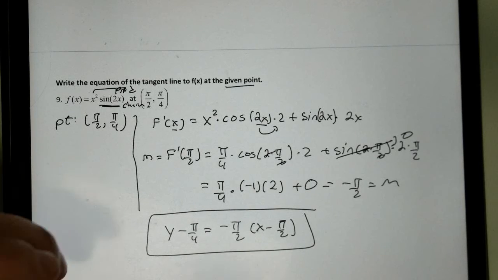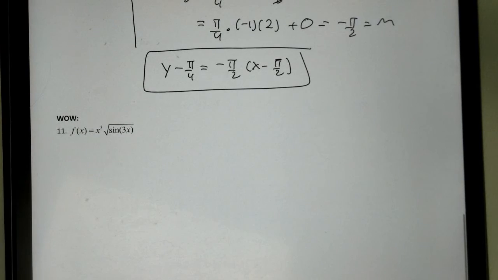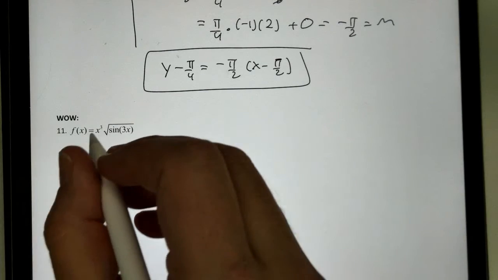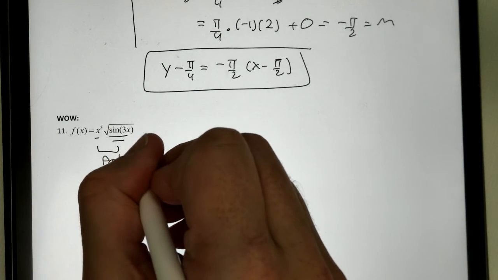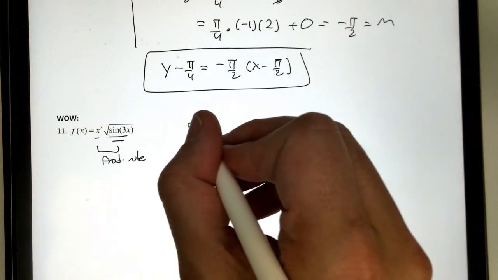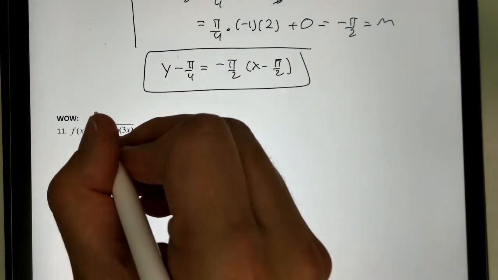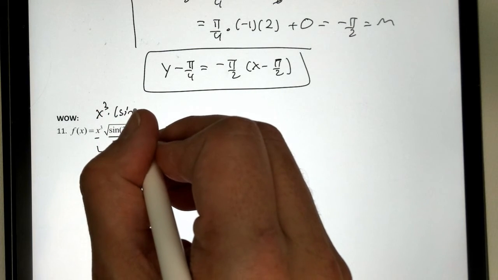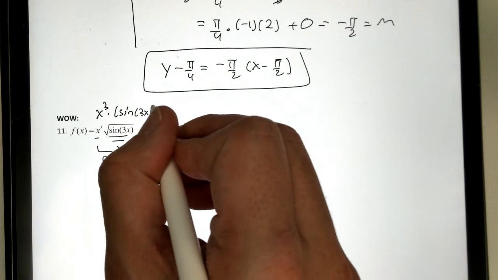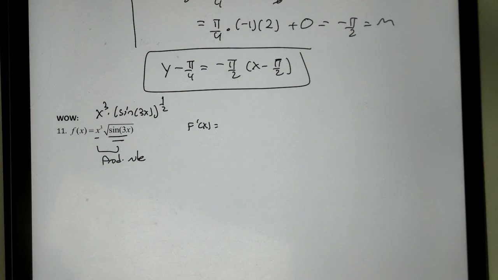I do have one more down here. It's kind of a little fun one for us. This is like the mother of all problems. Oh, man. Let's try this one. Product rule, right? Oh, gosh darn it. So when we take that derivative, rewrite it. I don't like it like this. x cubed times the sine of 3x to the 1/2.